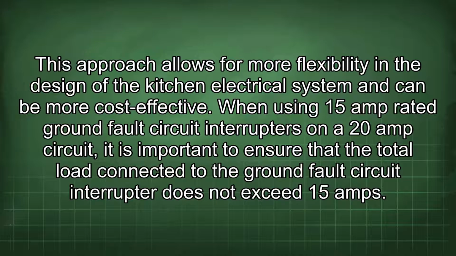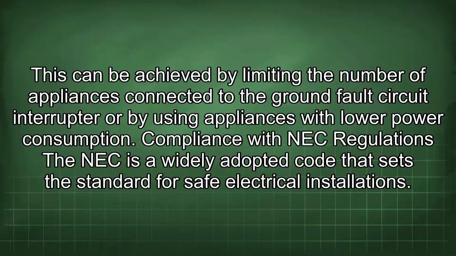that the total load connected to the ground fault circuit interrupter does not exceed 15 amps. This can be achieved by limiting the number of appliances connected to the ground fault circuit interrupter or by using appliances with lower power consumption.